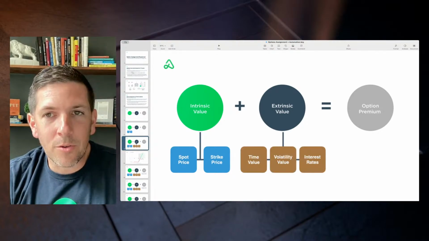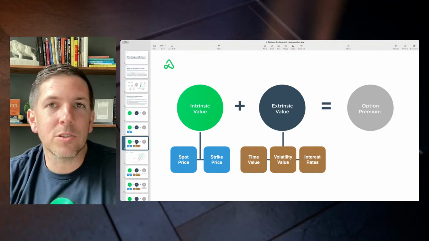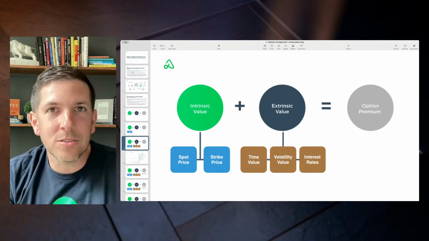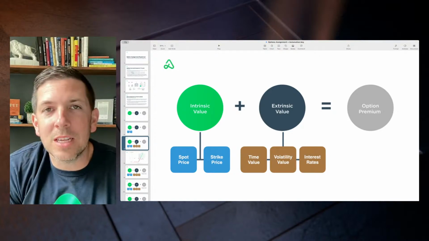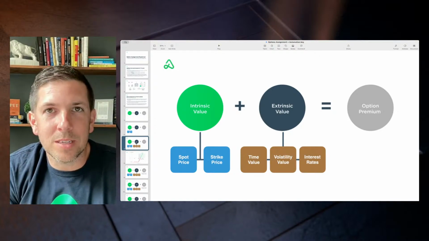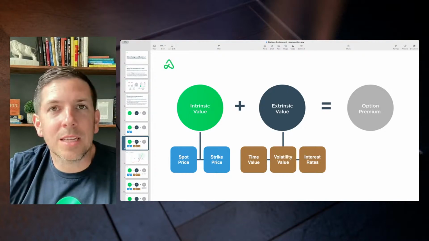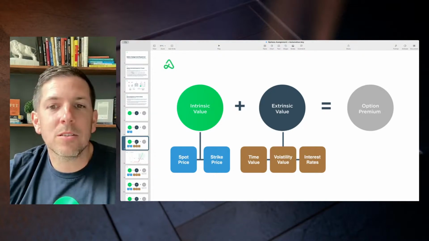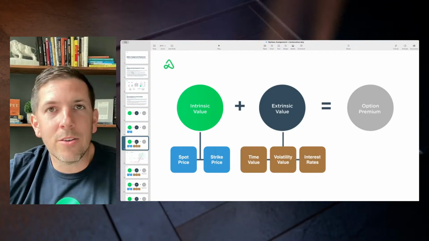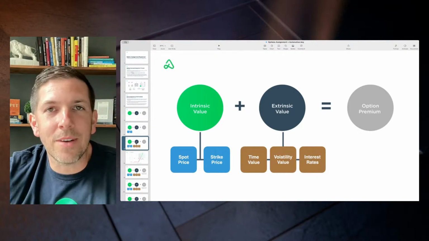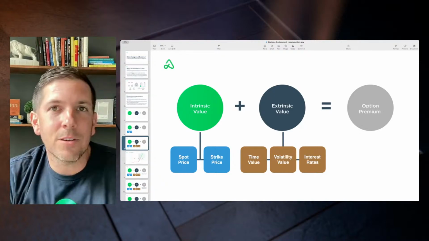The second broad component is extrinsic value. Extrinsic value is made up of external factors that are still yet to be played out, right? There's no intrinsic value because we're not worried about the strike price differential right now. Now we're pricing things that are extrinsically out there. So time value, how much time until expiration, volatility value, how much volatility value is there, interest rates, things like this. External factors, that's how I always think about it.